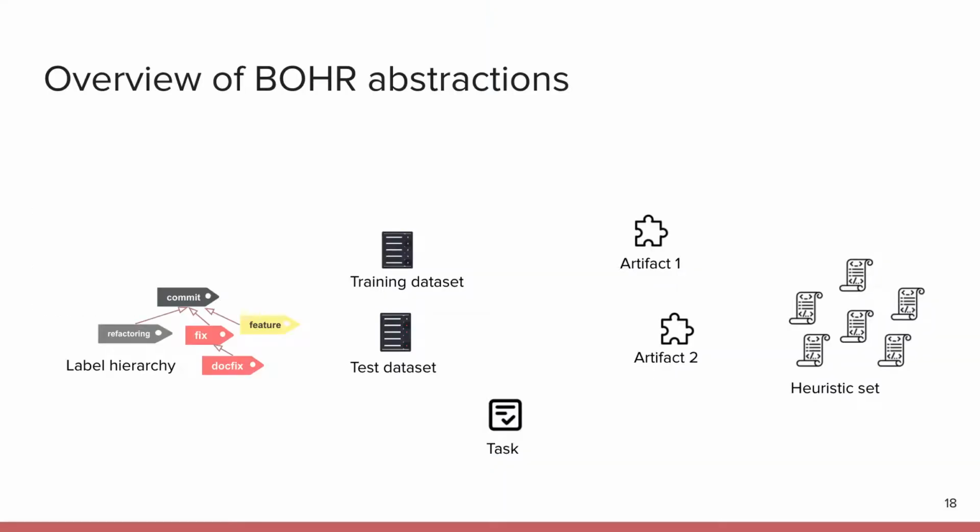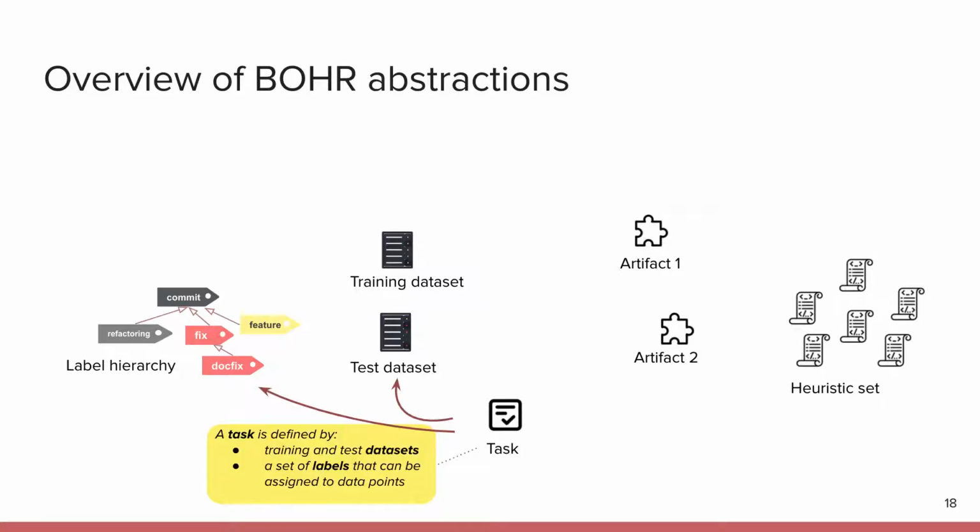Except for heuristics, BOHR provides some abstractions the user has to interact with when working on a problem. First of all, the user needs to make sure that the needed task is defined in BOHR, or define a new one by specifying a training dataset, a large unlabeled dataset on which the labeled model is trained, a manually labeled test dataset on which the model is evaluated, as well as by defining the set of labels that can be given to data points.